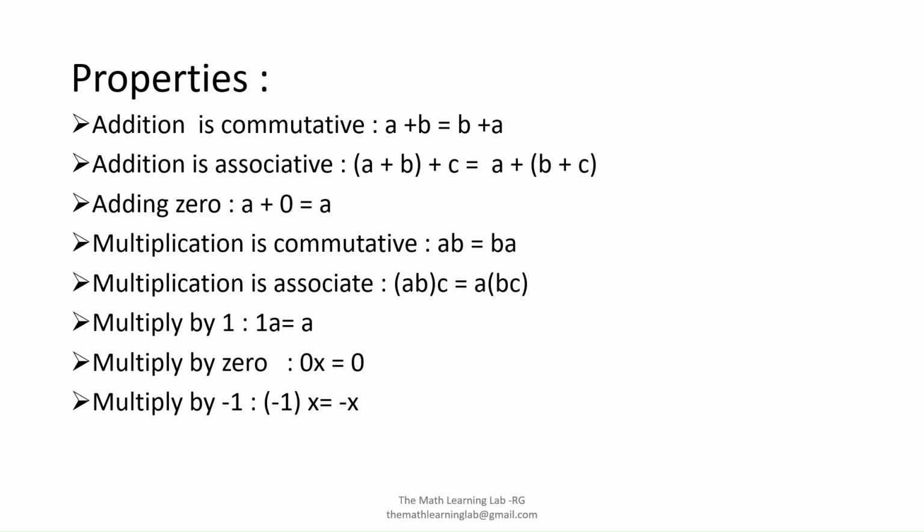Here are a few properties that we can use with integers. Addition is commutative and associative. Multiplication of integers is also commutative and associative. When you multiply any integer by 1, you will get the number itself. When you multiply any integer by 0, you will get 0. When you multiply any integer by negative 1, you will get the opposite of that number. When you add 0 to any integer, you will get the integer itself.